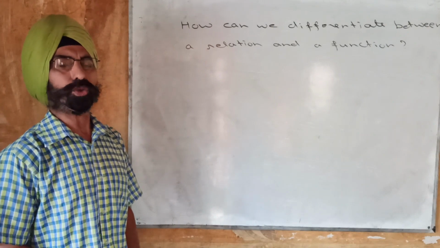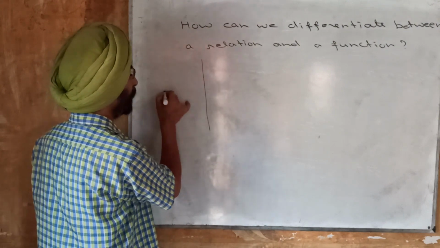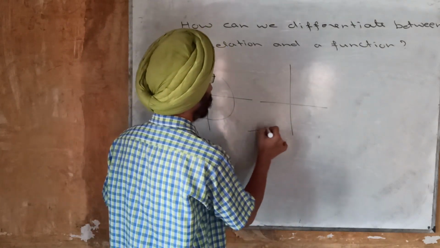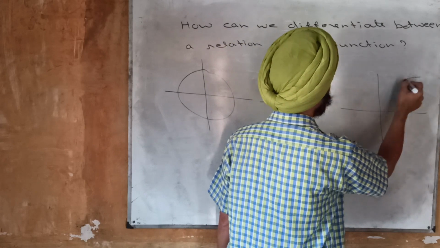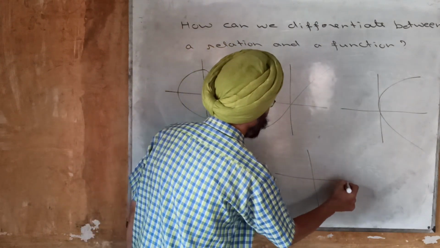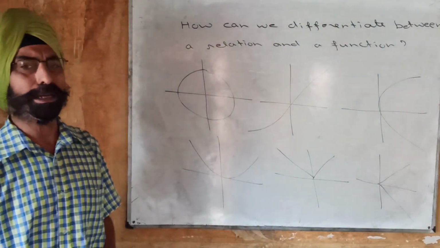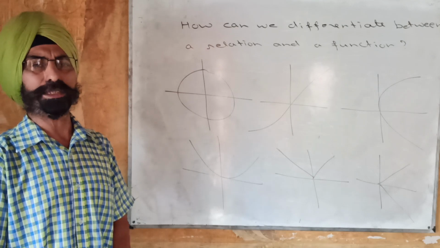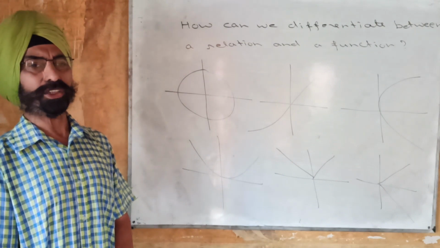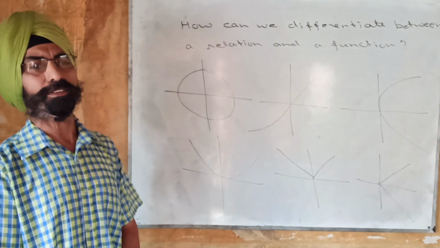For that, you simply draw the graph of the relation. The graph may be of any of these types. This is the graph of some given relation between x and y. Every equation between two variables x and y is a relation. The question is whether it is a function or not. And the test which tells us whether it is a function or not is called the vertical line test.